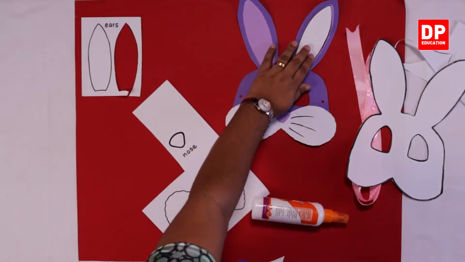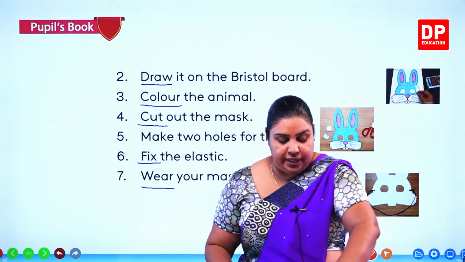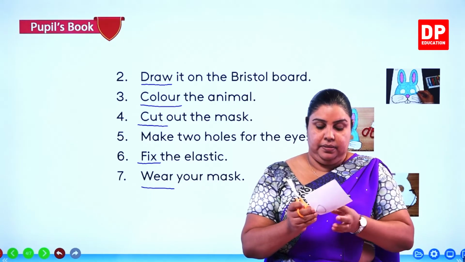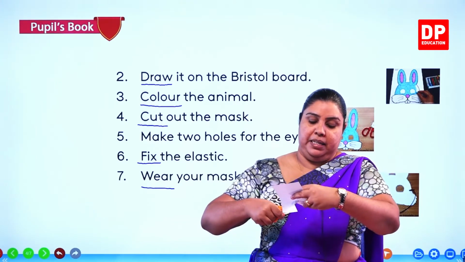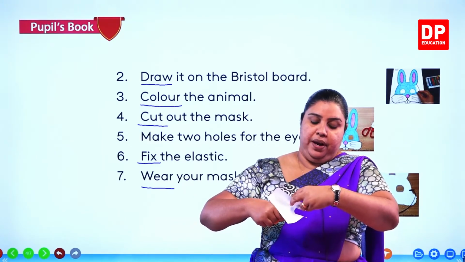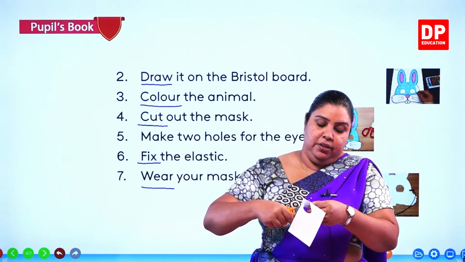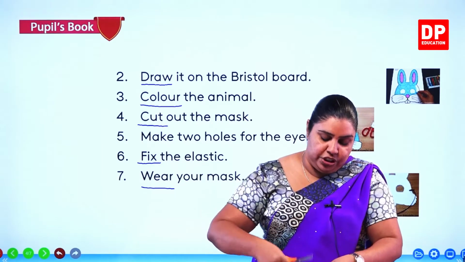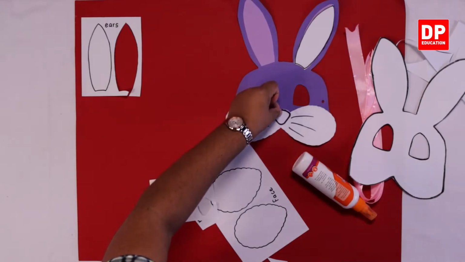So I have cut out 1 over here like this. Then we are going to cut out the nose. It will not take you much time. You have to be creative, children. You can have your own ideas. You can have your own colors. You can have your own shapes. Now, can you see? I have cut out my nose like this.